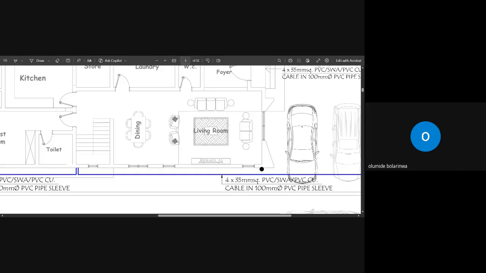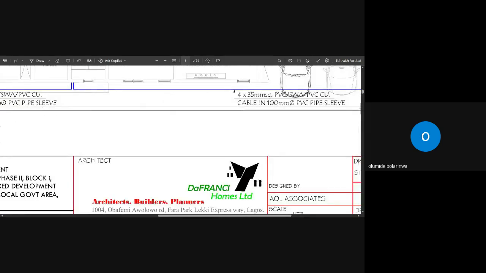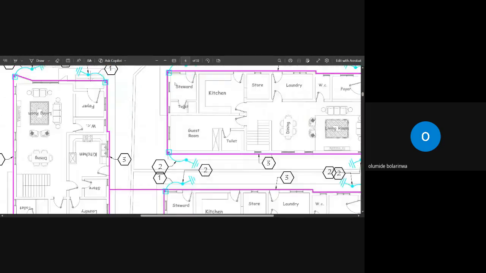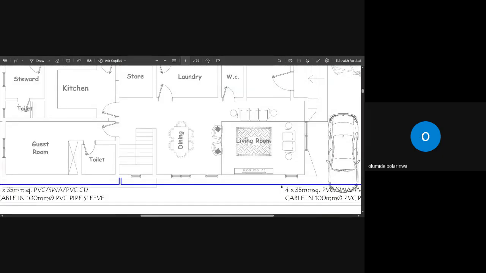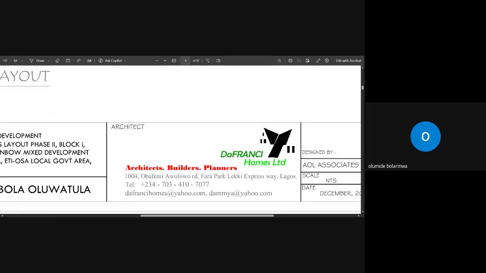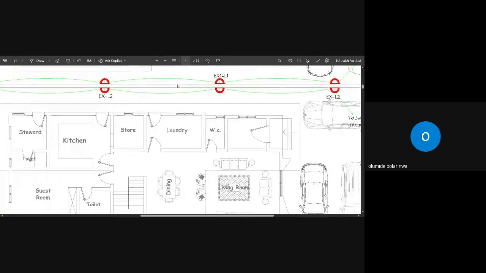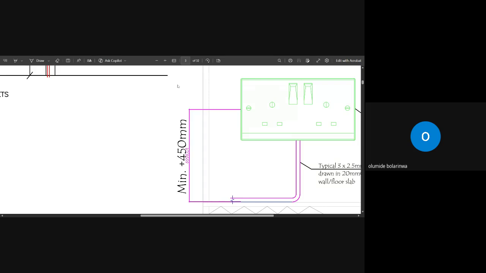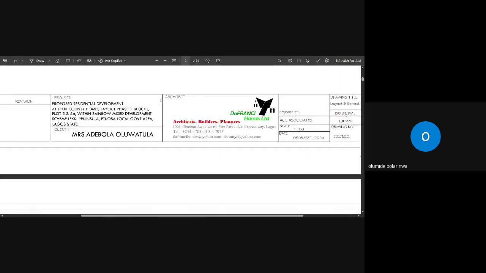Now, you know that we do not know where our panel is, the location of our panel. Actually, the designer is supposed to show us. Now, let's go to where they show your panel, where exactly your panel is. You know that we are measuring 4 by 35 mm PVC SWA PVC based on the drawing here. Now let's go to where they position our panel. Let's go to, hold on.